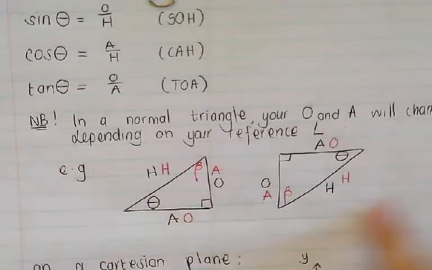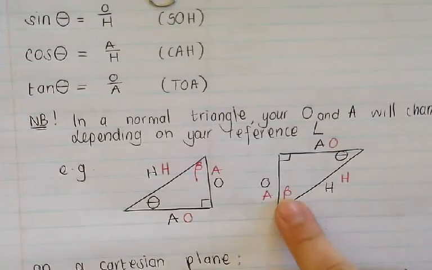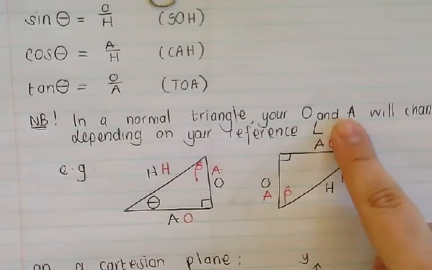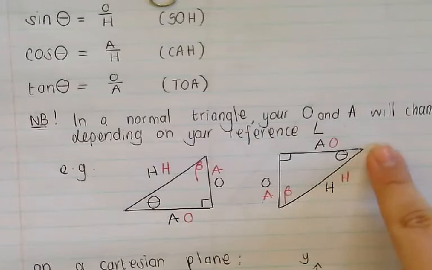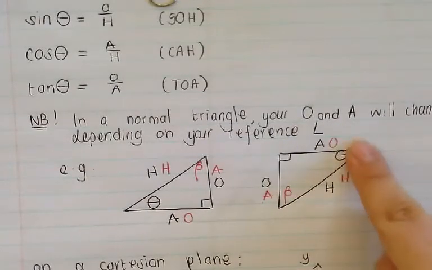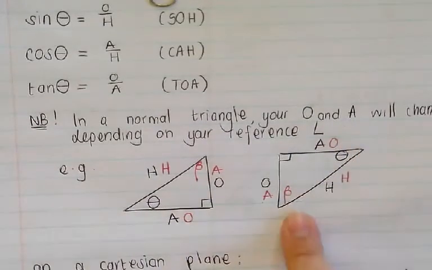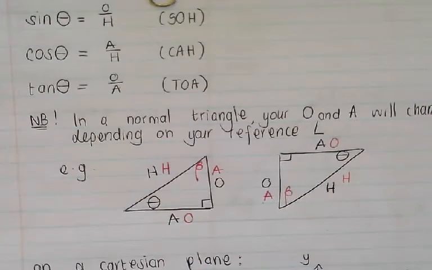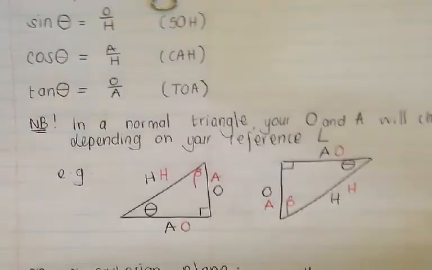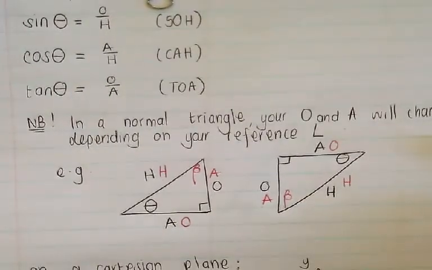Different triangle, beta is there, so opposite, adjacent, and hypotenuse in red. There is theta, opposite, adjacent, and hypotenuse in black. That is where we started, right? Then we moved on to the fact that we can take this triangle and put it on the Cartesian plane.